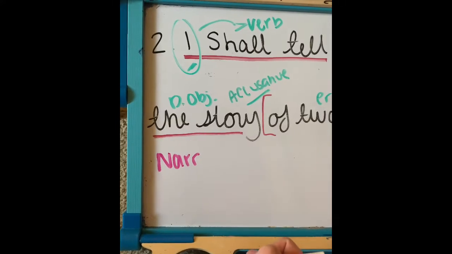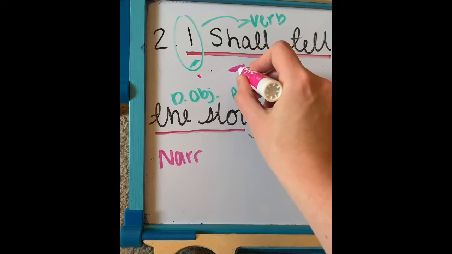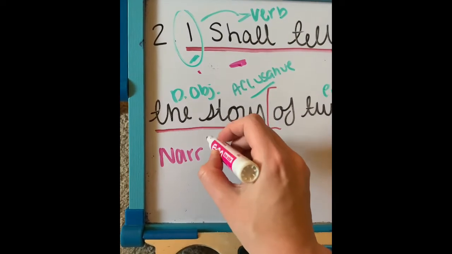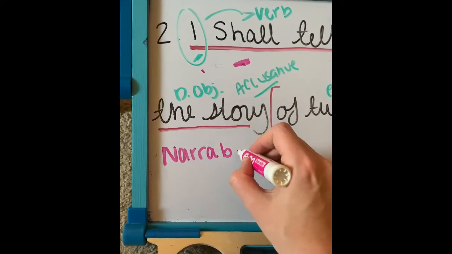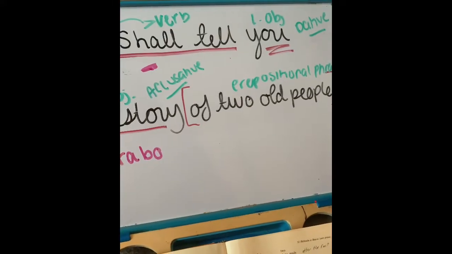So ner is our stem. But then we need to figure out, okay, it's I shall. So it's a future tense here. So we're dealing with bo, bis, bit, bimus, bitis, bunt. And since it's I shall tell, it's narabo, because that's our first person ending.